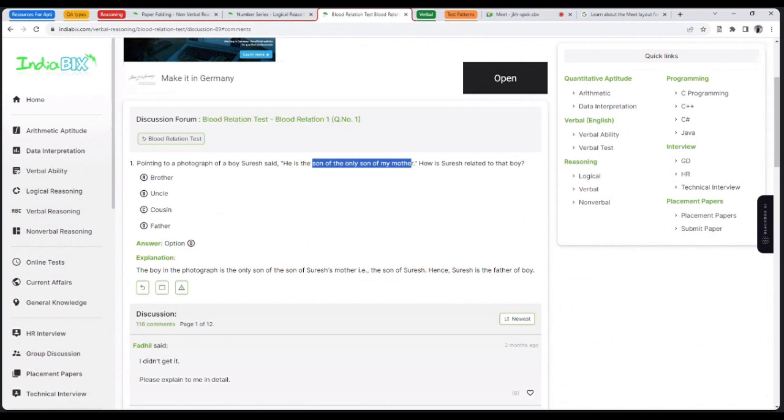So this is a simple, very basic level question, but there will be very complicated levels as well. So for those, you need to practice as many as possible. That's the only way you can ace these types of questions. Okay. Now coming to verbal.